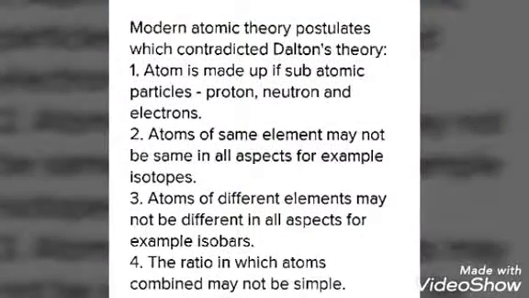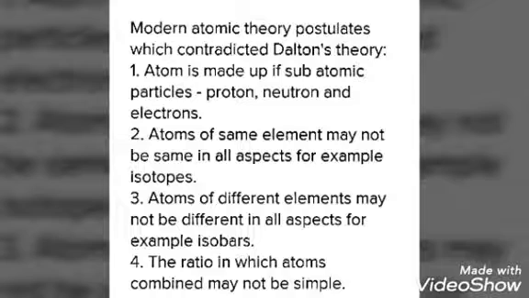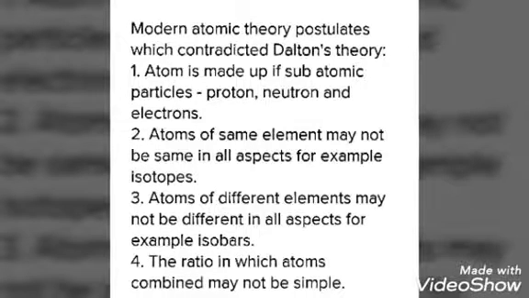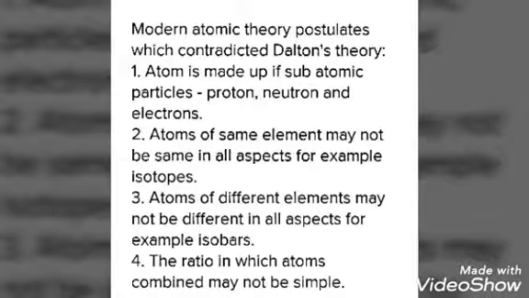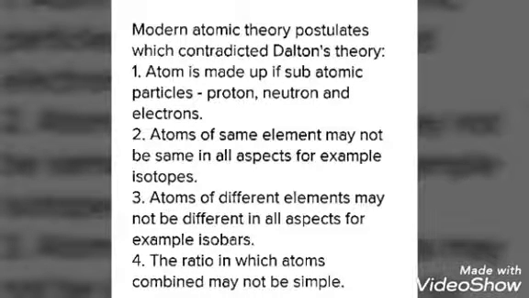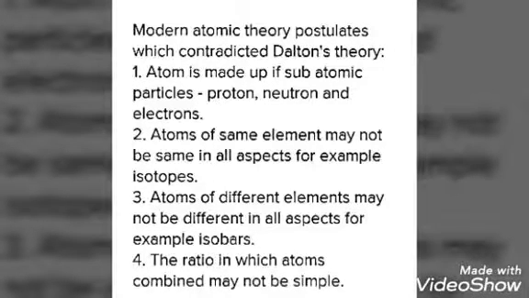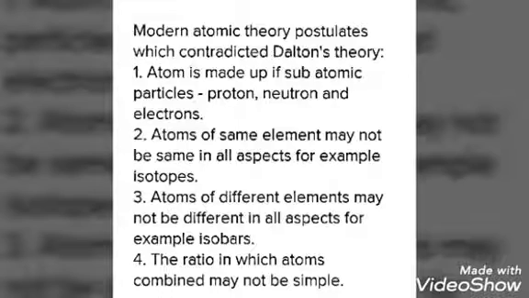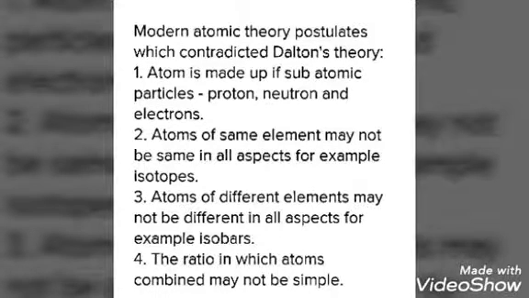Modern atomic theory. Atom is made up of subatomic particles called protons, neutrons, and electrons. Atoms of same element may not be same in all respects. For example, isotopes, which are the atoms of same element having same atomic number but different atomic mass. For example, isotopes of chlorine.